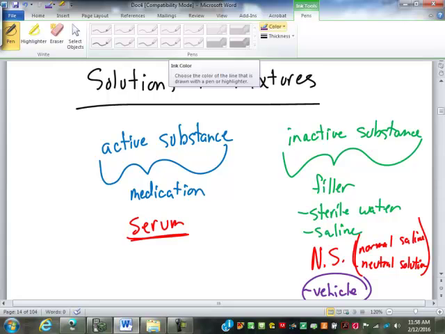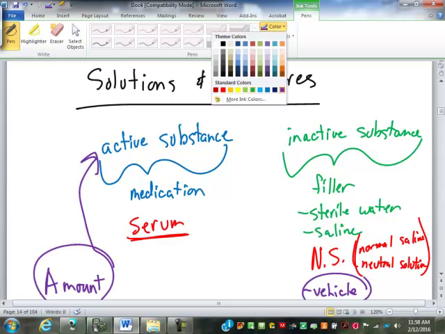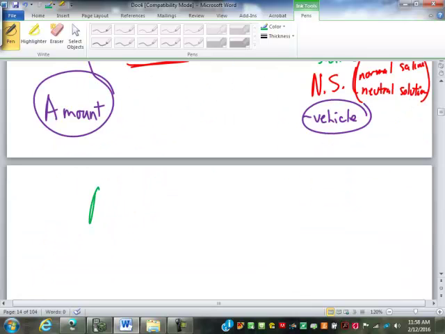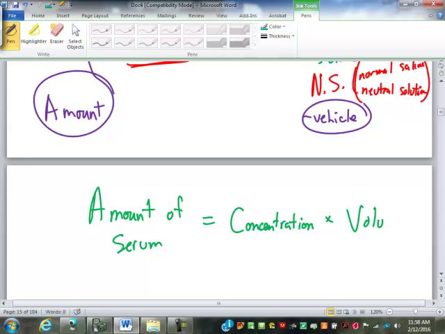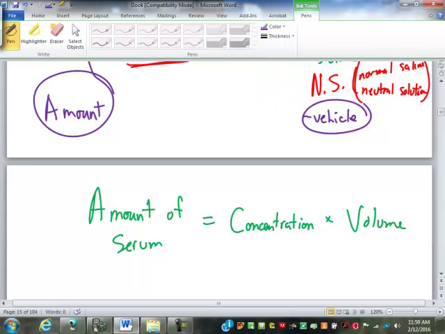So anyway, what we're concerned about here is the amount of that active substance. The amount of serum is equal to the concentration times the volume. Now, it could also be equal to the concentration times the weight or the mass. We're choosing to work with volumes for right now. The concentration is just the percent as a decimal. In other words, it's a rate.